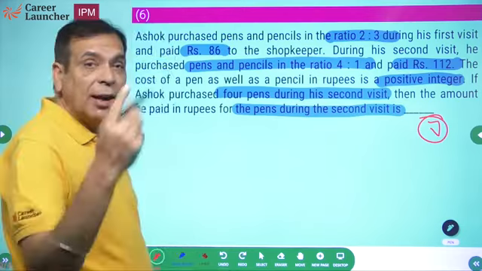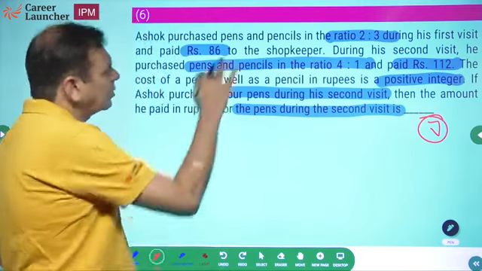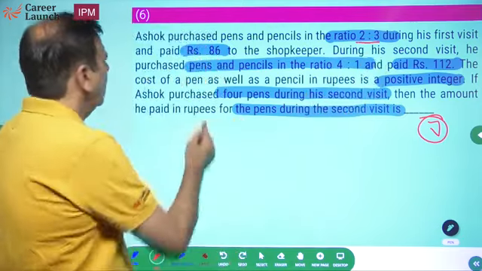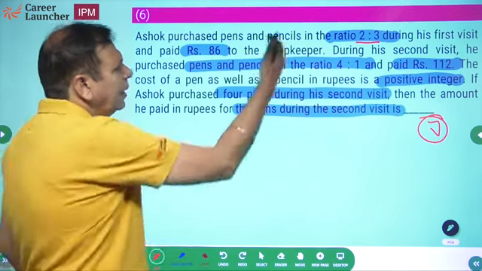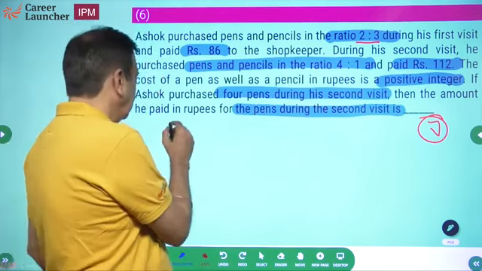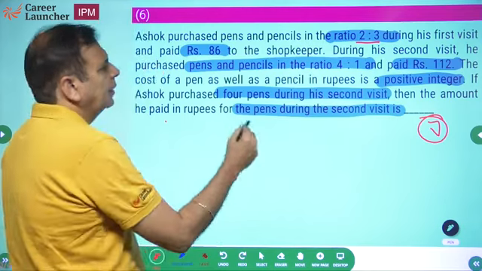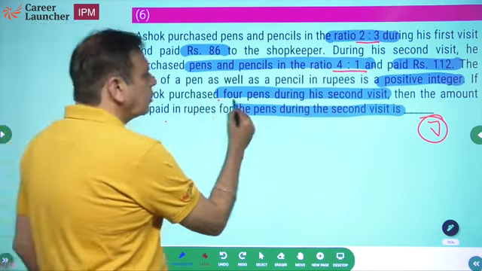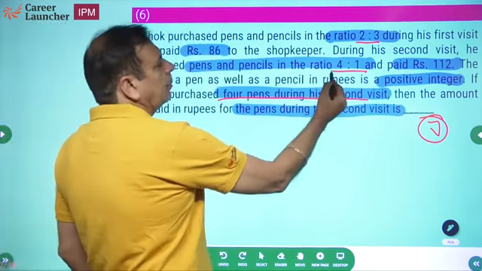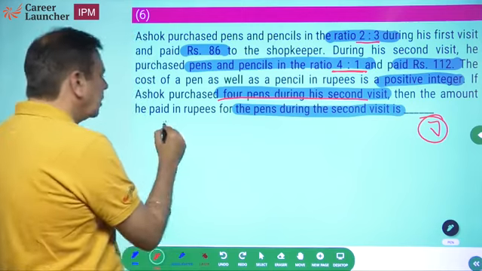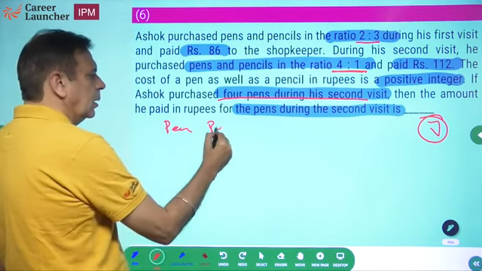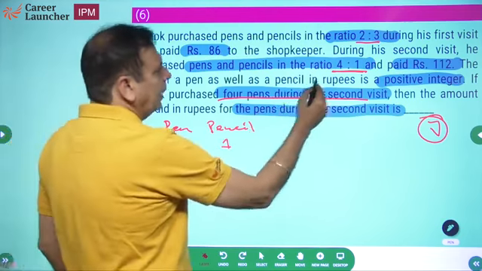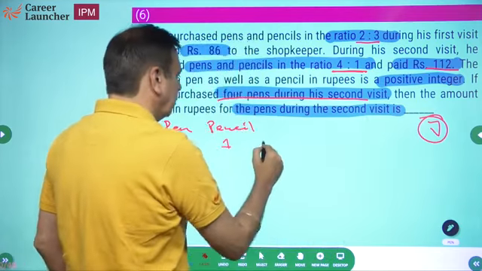People will make equation and solve. I will not make equation and solve for such questions. Let's start. Initially क्या है? They are taken in the ratio of 2:3. Okay? And he pays 86. Let me say 2 pens. Okay, how many pens will come later. In the second visit, he buys 4 pens and 1 pencil. How do we know? Ashok purchased 4 pens during his second visit. Pens and pencil are in the ratio of 4:1. So I can say in the second visit, he purchased 4 pens and 1 pencil, and how much did he pay? He paid rupees 112.